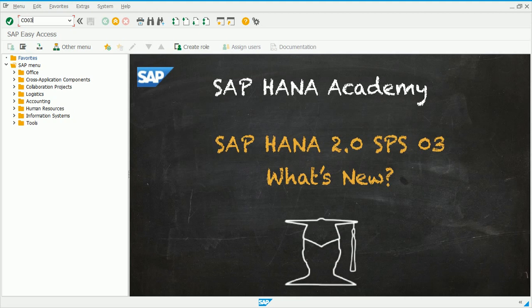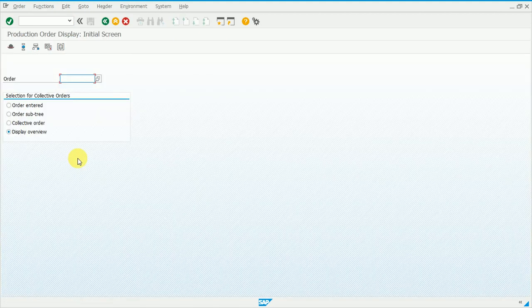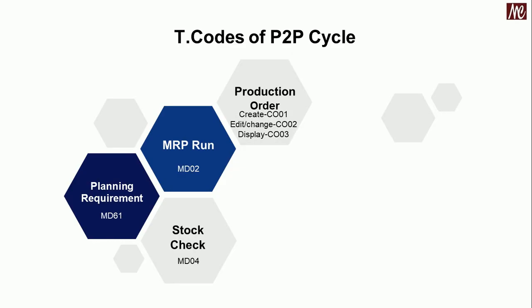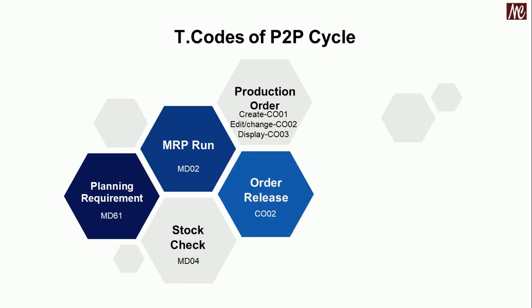Now go to the display CO03, and this is the exact interface through which you can extract the information which is being created and available in your system with respect to the production order. Now moving towards the next, which is called the order release. Definitely order release, the interface will be CO02.